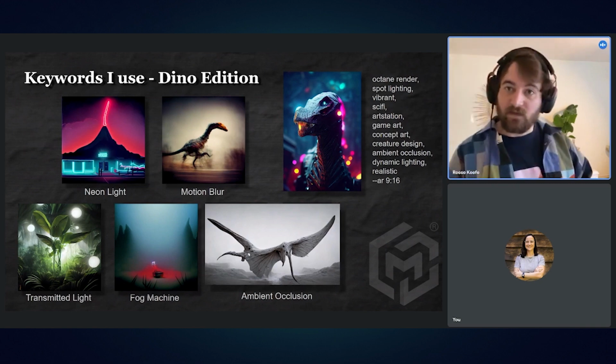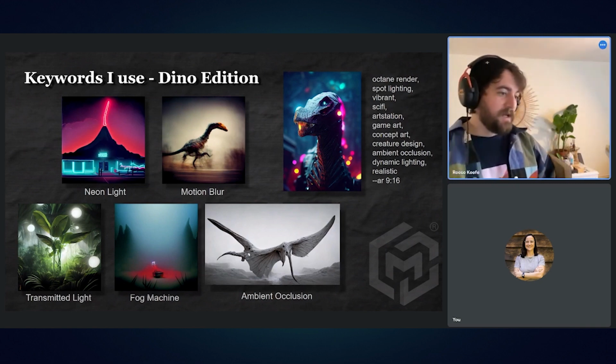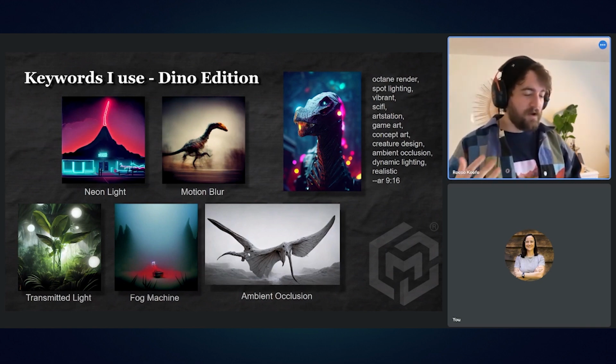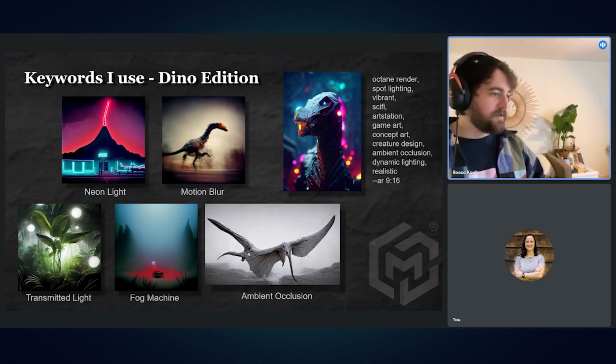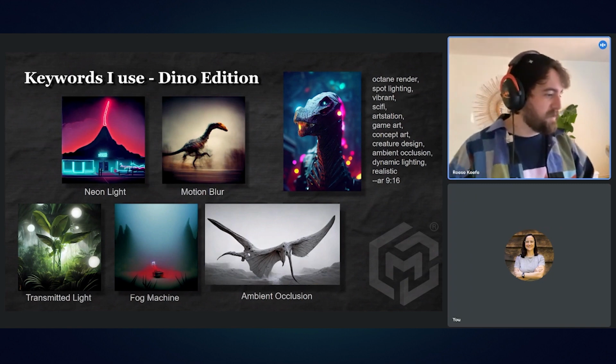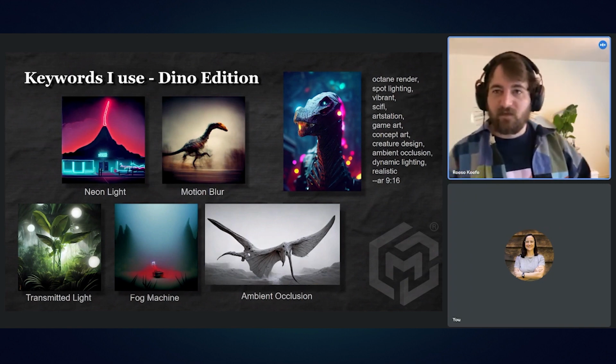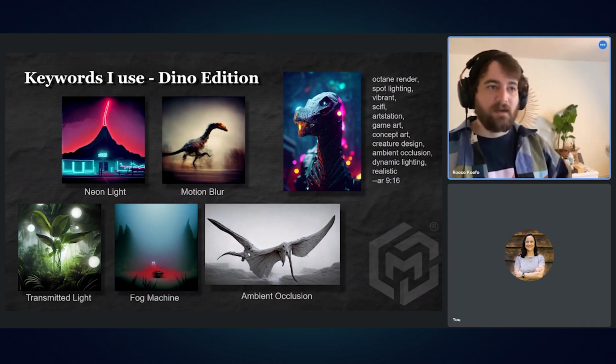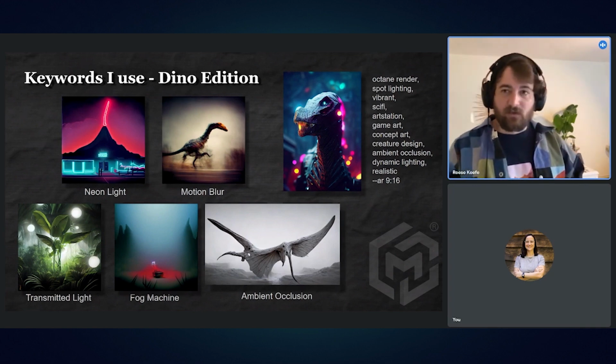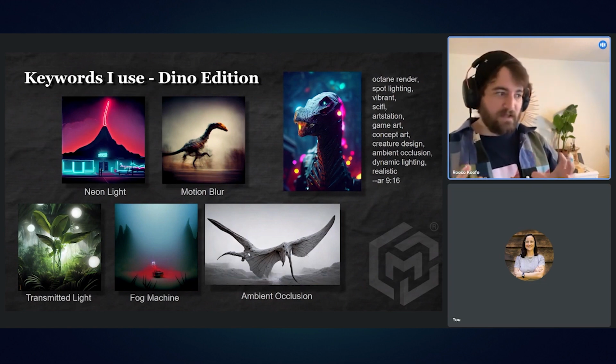Game art, I want it to focus on video games. Concept art, I want it to focus on art that represents visual. Creature design, same thing. Ambient occlusion, I want the values to be strong. I want the dynamic lighting, and I want it to be realistic. There's a whole bunch of them. You can write 4K, 8K, ultra realistic, HD. A lot of these things, you can really generate some really detailed images.